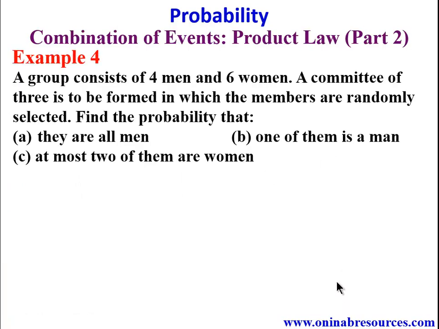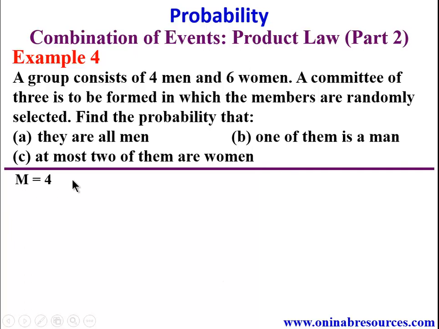A group consists of 4 men and 6 women. A committee of 3 is to be formed, in which the members are randomly selected. Find the probability that A, they are all men, B, one of them is a man, and C, at least 2 of them are women. So what are we given? We have 4 men and 6 women with a total of 10 members in the group and a committee of 3. So meaning probability of selecting 3 members. So we now have the restrictions, as they are all men, one of them is a man, and the rest.